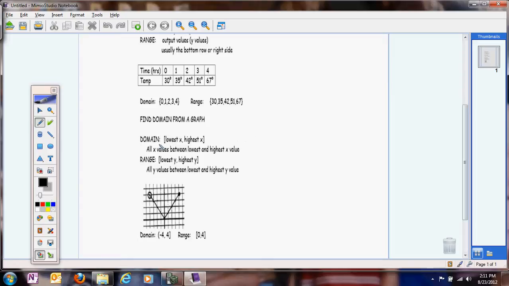almost as easy, but the domain is still the X values. Your domain is going to be the lowest X value to the highest X value. The range is going to be the lowest Y to the highest Y. Okay? So what I would say is just write down your lowest X, which is right here, which is going to be -4, which I have written here.